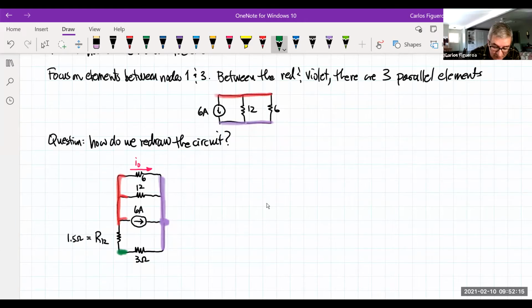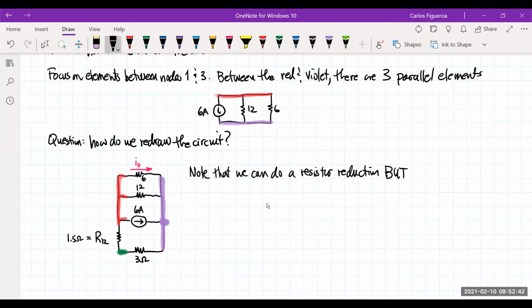So one of the things that you could see here is that I can reduce the R12 resistor and the 3, and note that the 12. So note that we can do a resistor reduction.